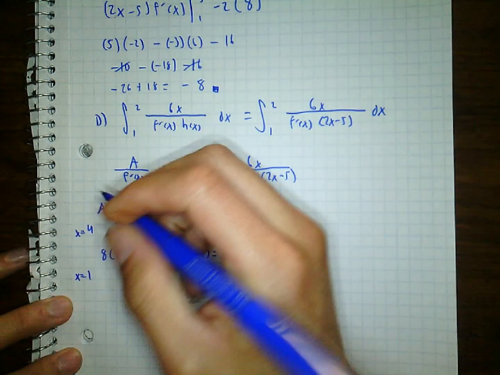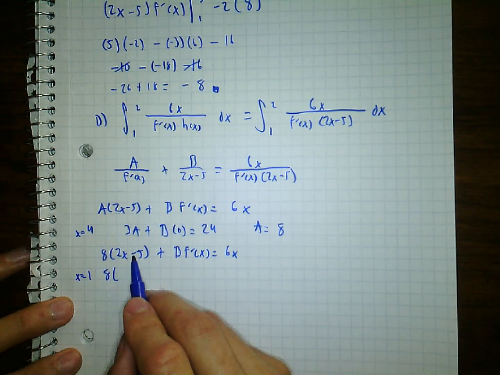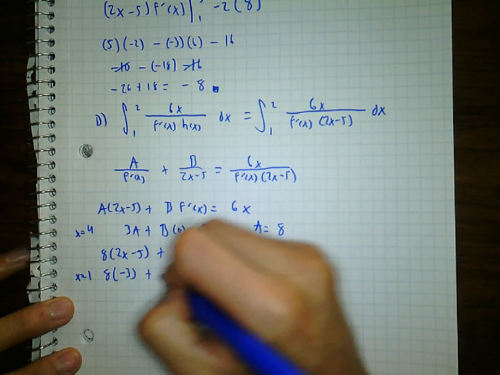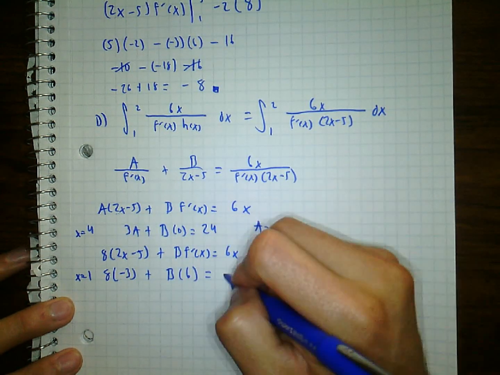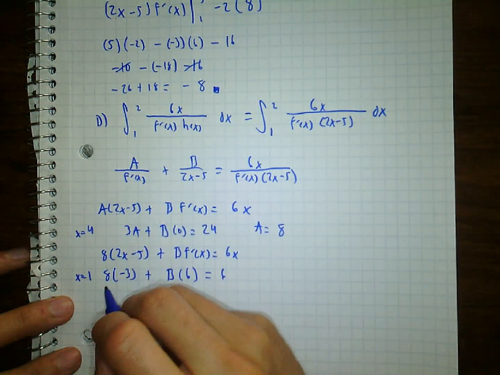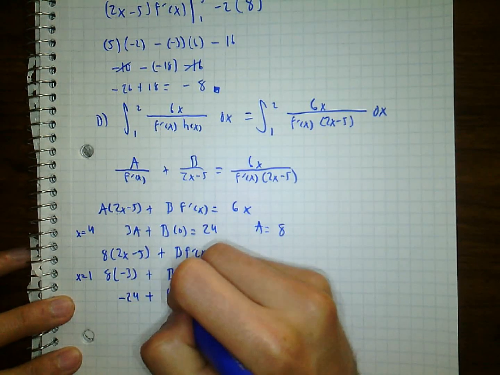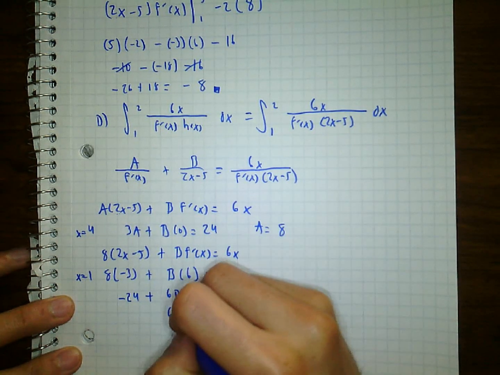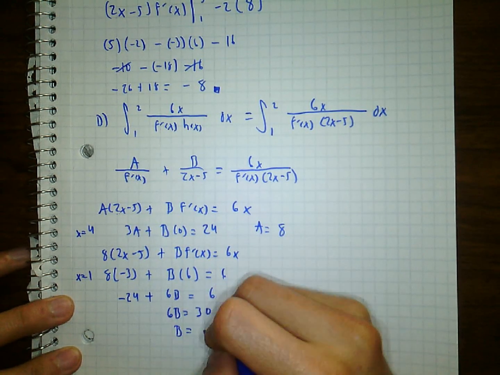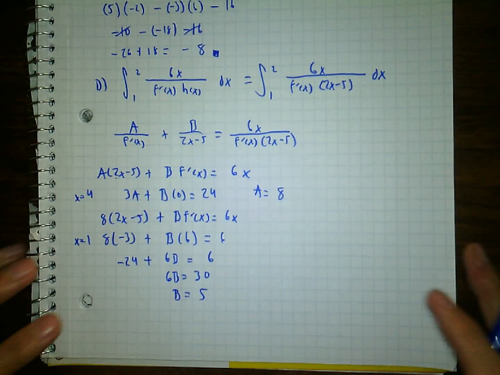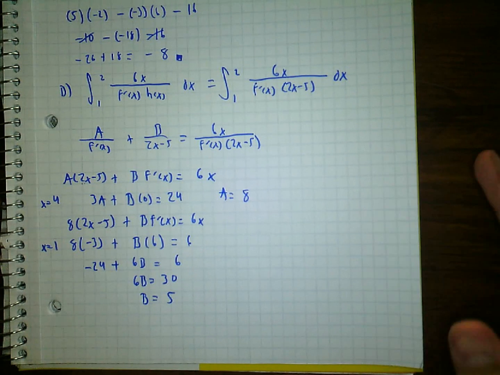So I'm going to let x equal 1. So that would be 8 times, so 2 times 1 is 2, minus 5, so that's negative 3, plus B. f prime of 1 is 6. And then 6 times 1 is 6. So that gives me 8 times negative 3, that's negative 24, plus 6B is equal to 6, which means 6B is equal to 30, which means that B is equal to 5. Okay, so now I know what A and B are, and I've taken up a lot of space here, so now I'm ready to go.